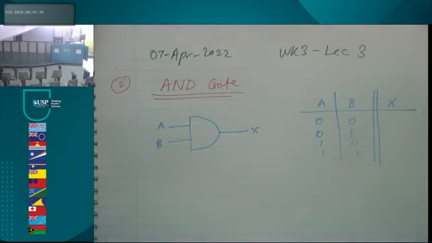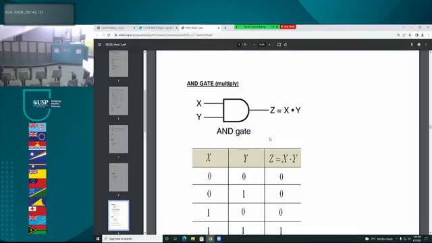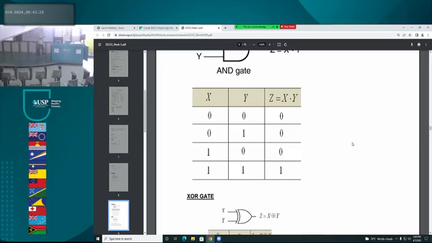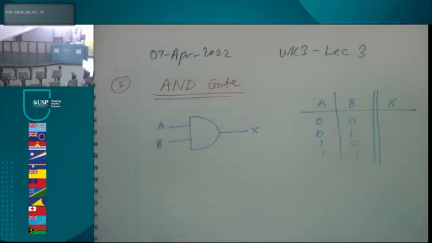See, the difference is, if I had taught you the AND gate directly from here, this would have been a matter of memorization. But the reason I'm writing it down on the document camera is for you to understand the reasoning behind it.